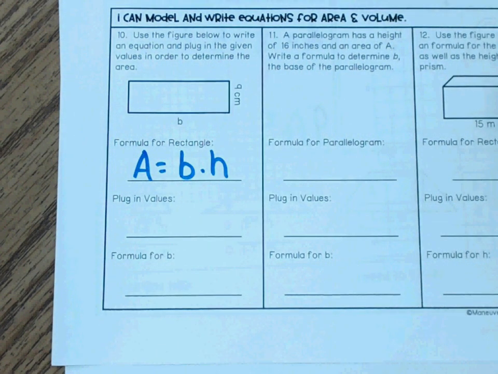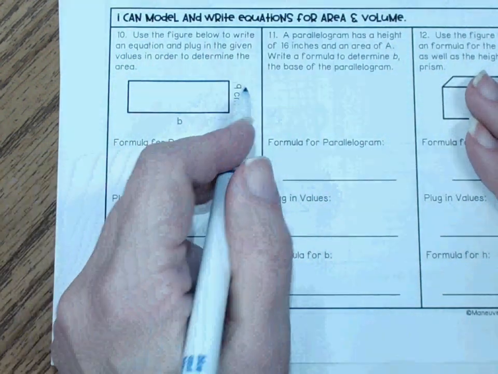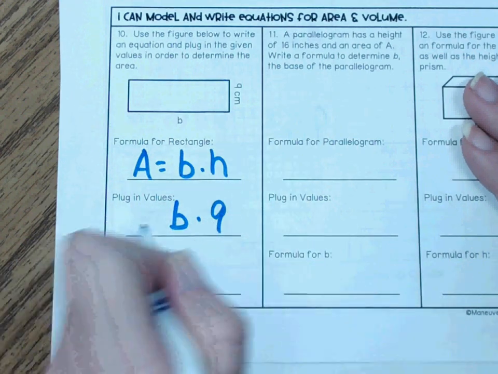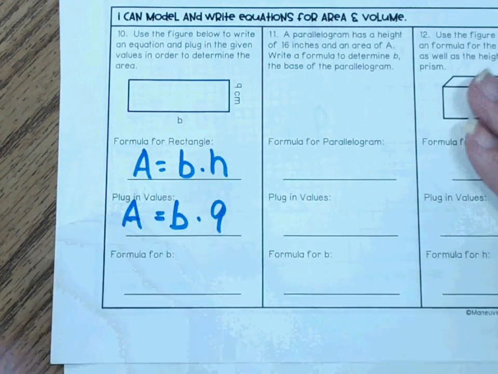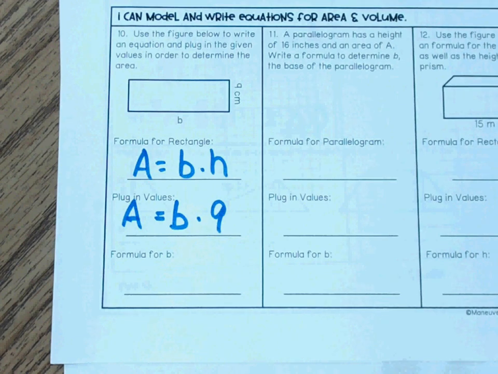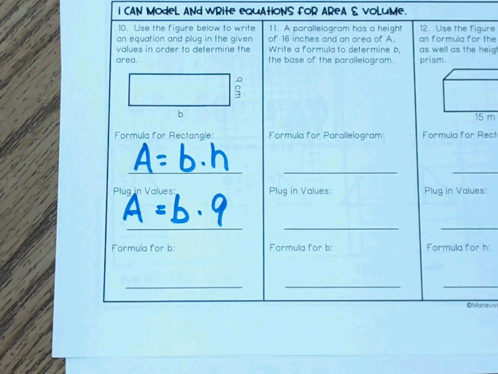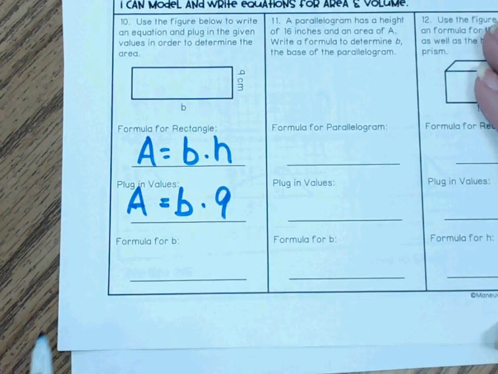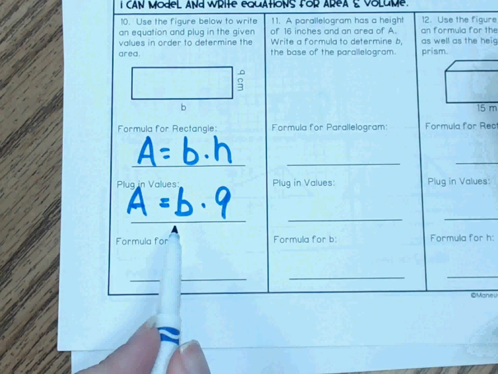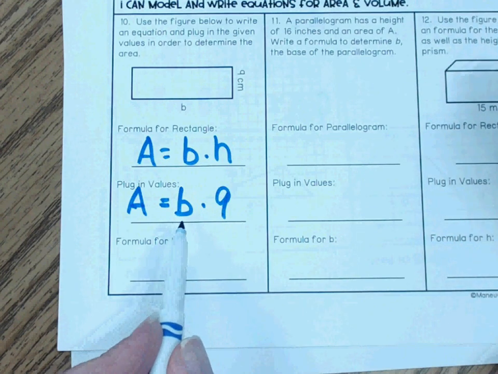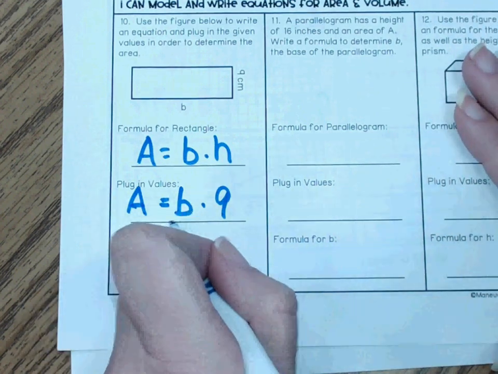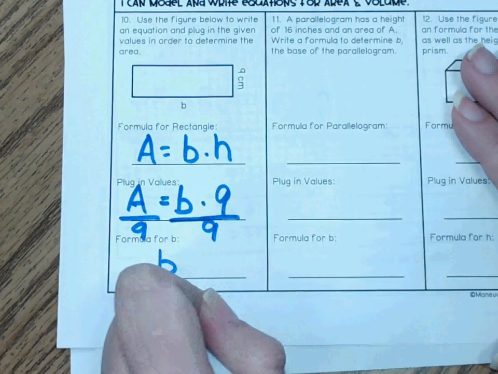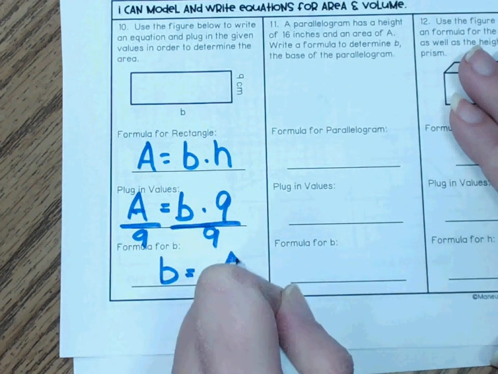We're going to plug in our numbers. So this time I know that the height is 9. I don't know what the base is. Do I know what the area is? No. So in this one I'm missing two different things. And what they want me to do is write the formula for B. So if I'm trying to figure out what B is, what do I do? I divide both sides by 9. So B is going to be A divided by 9.